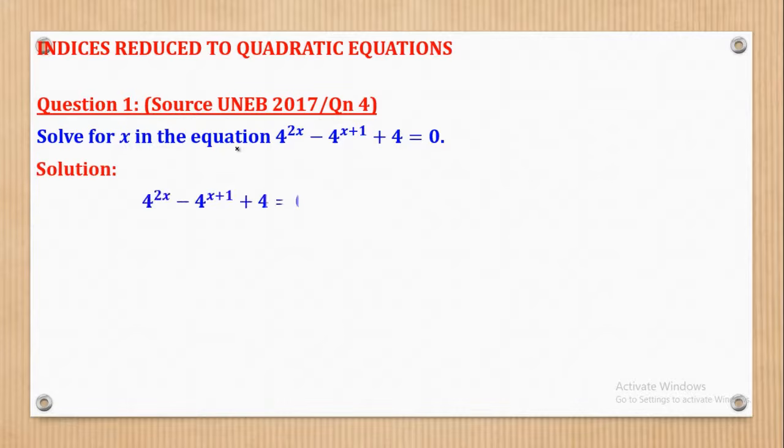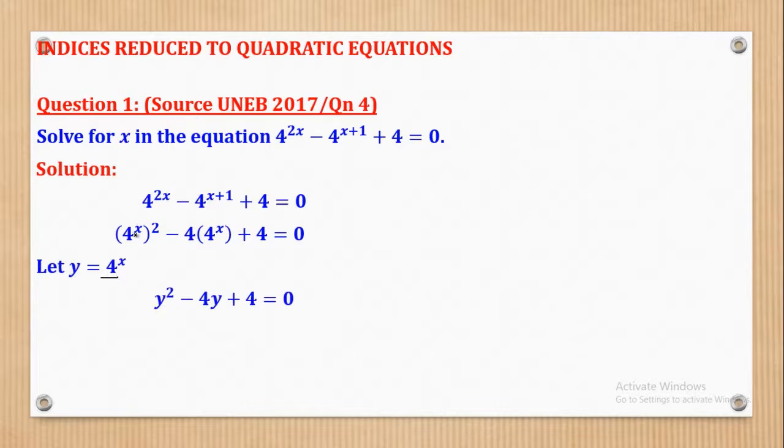So the first thing to do is this, which is what is given, but you also remember that this one is the same as this. We are doing the reverse, and this one is the same as that. After that, we shall let y be equal to 4 to the power x. Then we shall come and substitute.